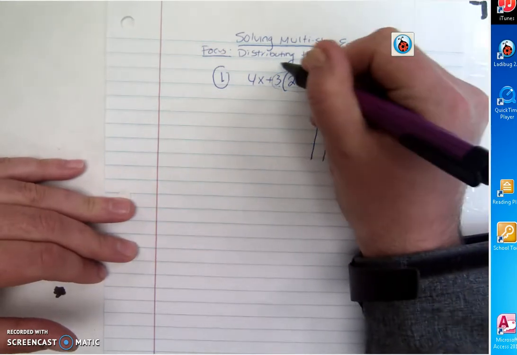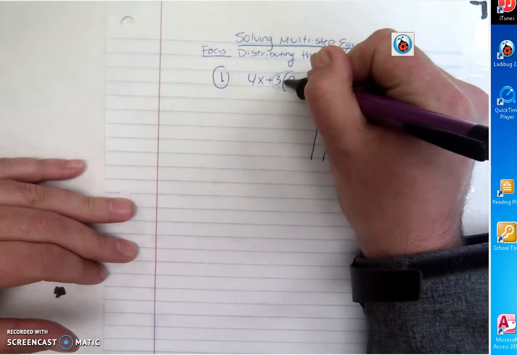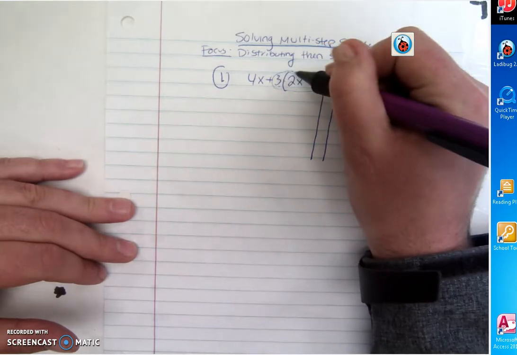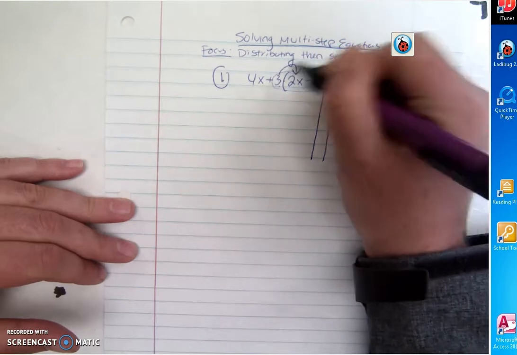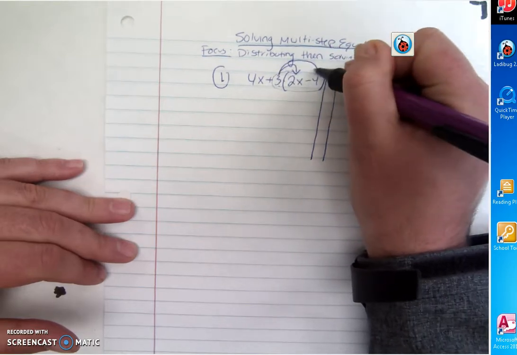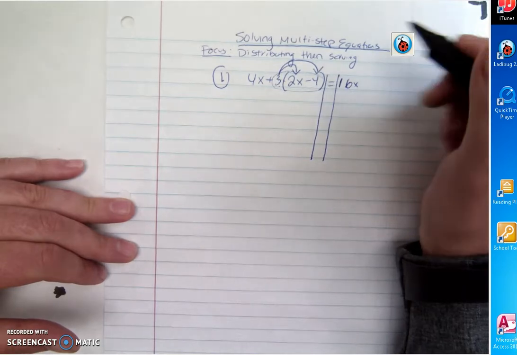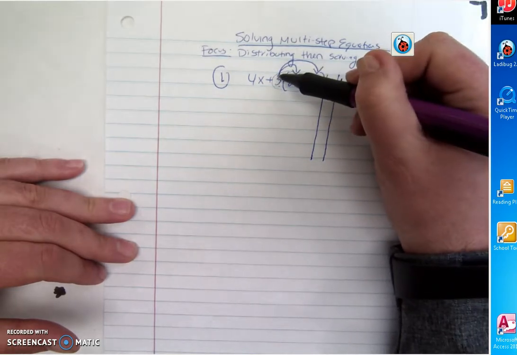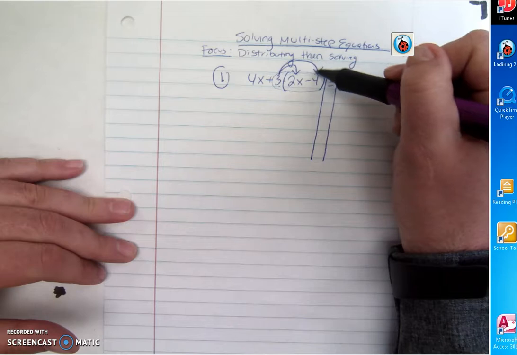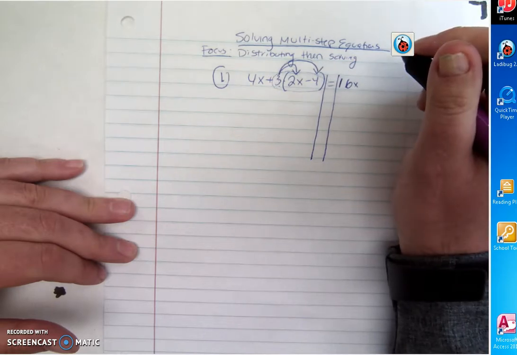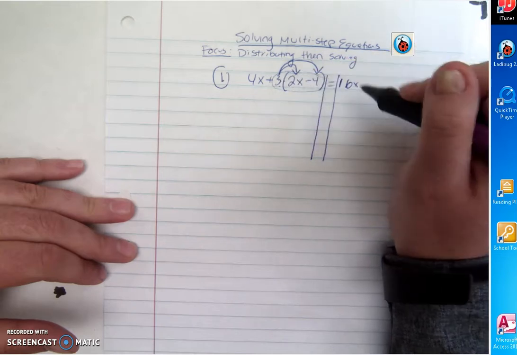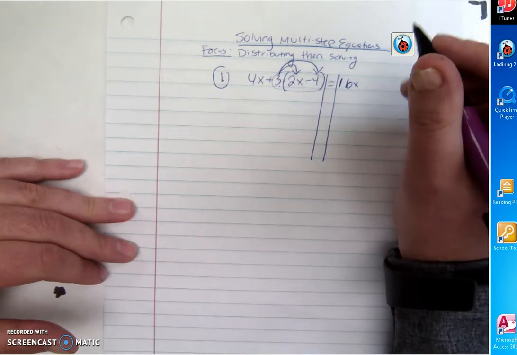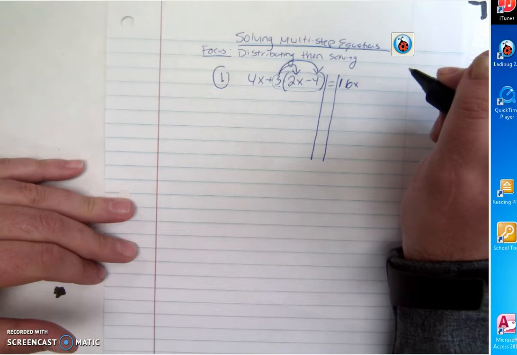Okay, so what we want to do here is when you have a number touching parentheses, it means to multiply. But in this case, it needs to be multiplied by not just the 2x, but also the 4. So think of it like this. We need to distribute to both of our numbers. Okay, we need to multiply 3 times 2x and 3 times negative 4. All right, so let's get ready to do that.